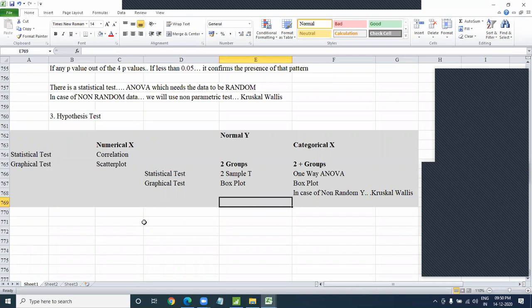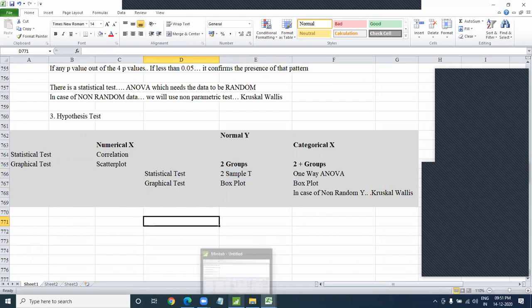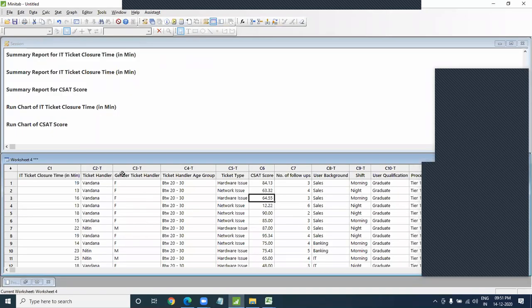All right, let's get started with the 2 sample T first. We'll start with 2 sample T and ANOVA and then go back to correlation because there's something more to add in there. 2 sample T will be done on 2 groups, like male, female. What am I trying to do here? I'm trying to compare the average of male ticket closure time with the average of female ticket closure time. Null says the male ticket closure time average and female ticket closure time average are the same. Alternate says no, they are different, and significantly different.